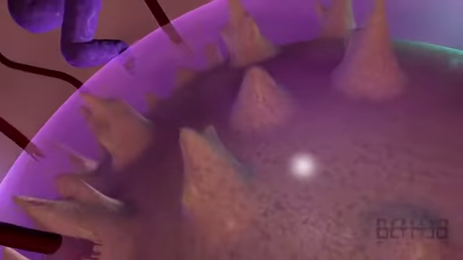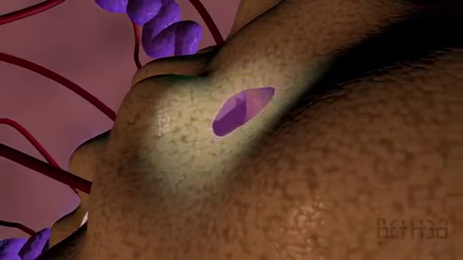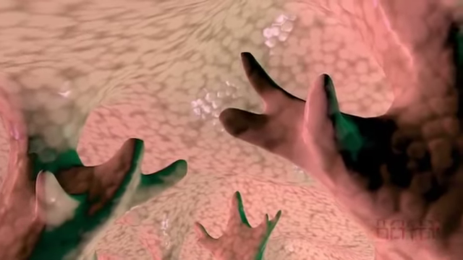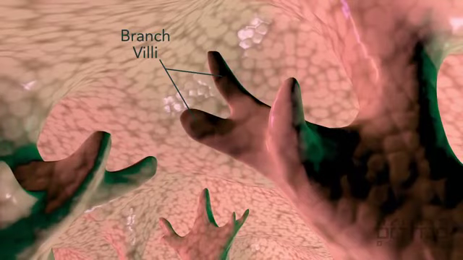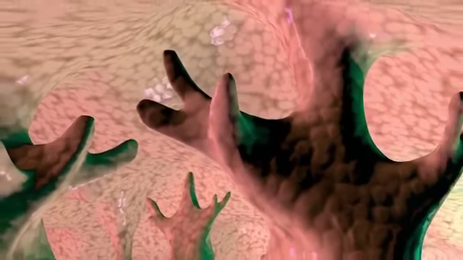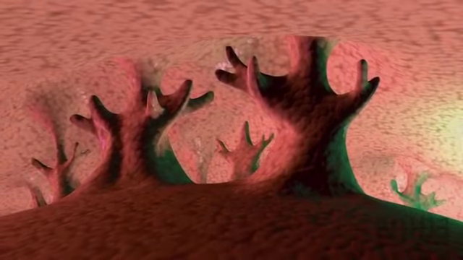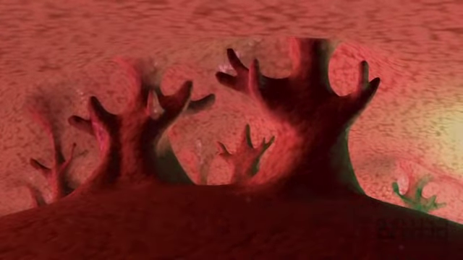Cytotrophoblast cells from the tertiary villi grow toward the decidua basalis and spread across it to form a cytotrophoblastic shell. Villi that are connected to the decidua basalis through the cytotrophoblastic shell are called anchoring villi. Villi growing from the sides of the stem villi are called branch villi. These branch villi are surrounded by the intervillous space and will serve as the main sites of exchange between mother and fetus.